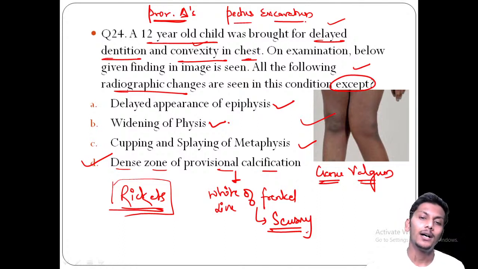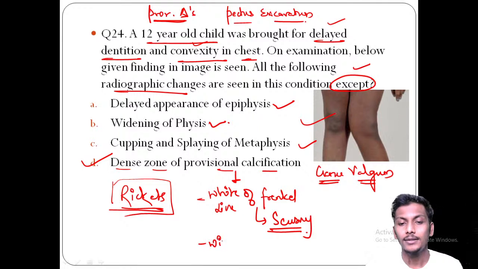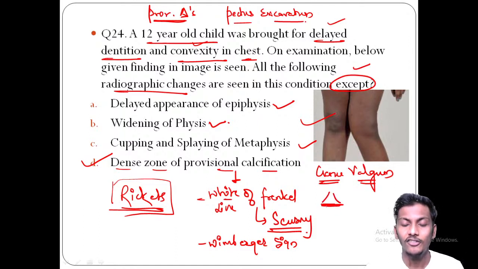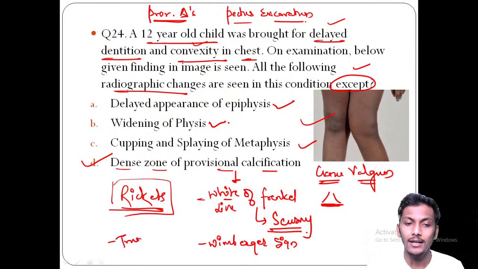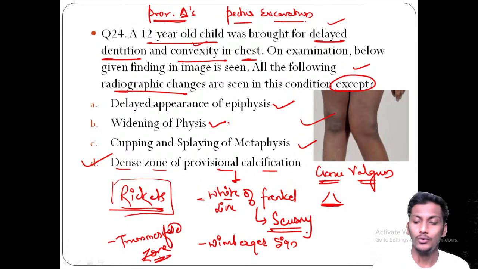Please remember, what was seen in the epiphysis in scurvy? We can see the Wimberger sign, a round sclerotic epiphysis, and along with that we can see a white line of Frankel at the metaphysis, which is due to the dense zone of provisional calcification, usually seen in scurvy. Along with that, we can see one more finding in scurvy, known as the Trummerfeld zone, which is the radiolucent zone.